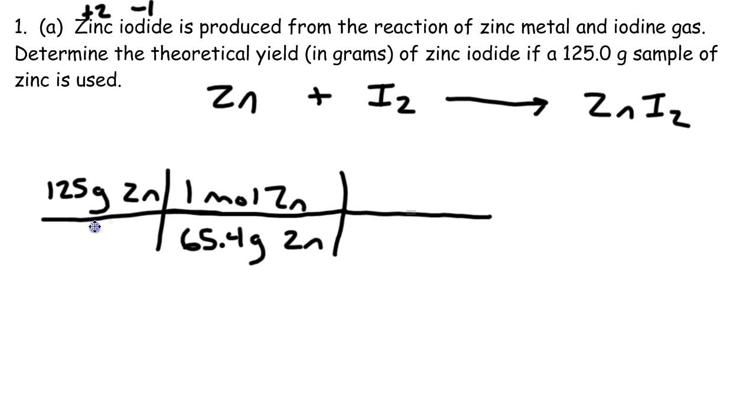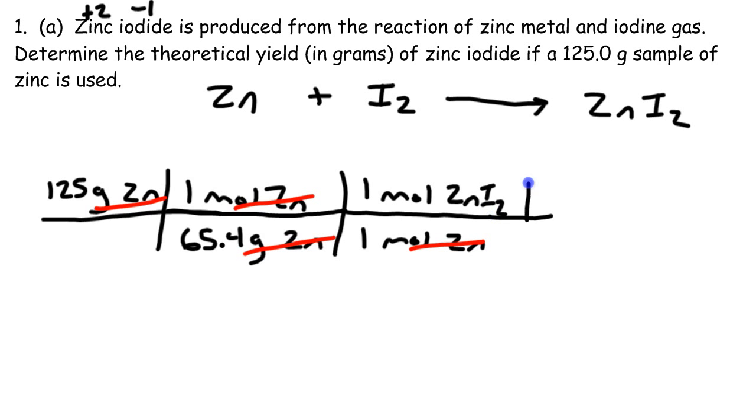Grams of zinc are going to cancel here and here. Now that I have moles, I'm going to use a mole ratio. So the ratio is 1 mole of zinc to 1 mole of zinc iodide. Moles of zinc are again going to cancel here and here. And lastly, I am going to put my conversion back to grams of my needed information, my zinc iodide.